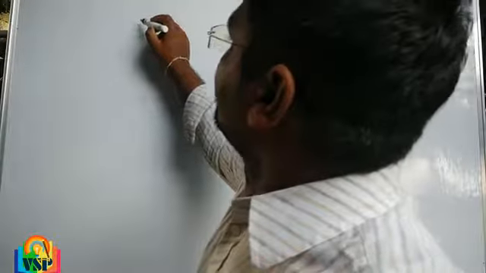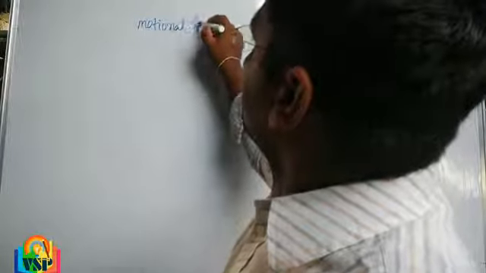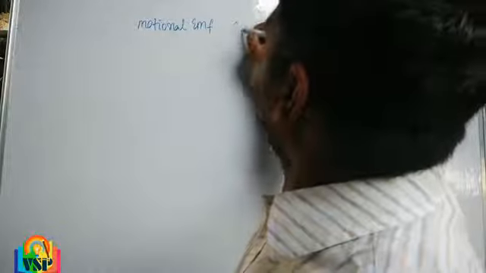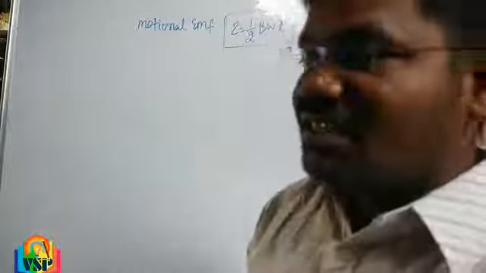Coming to motional EMF. This derivation is out of the NCERT textbook and out of our board exam, but they have given this type of problems and derivations. Understand? So motional EMF, E is equal to 1 by 2 B omega L square. How can we get this derivation?